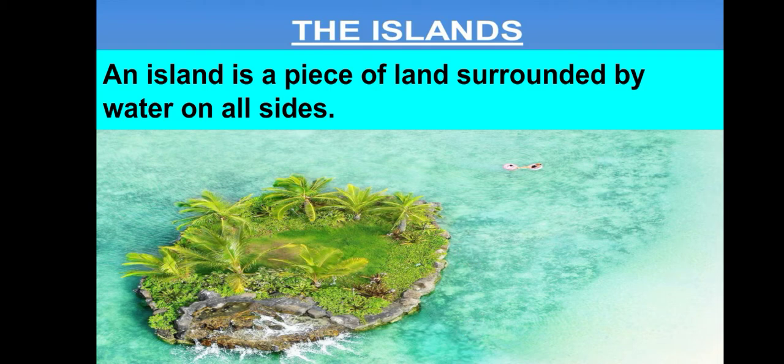Before this, we have studied about peninsula. So, a peninsula is a piece of land surrounded by water on three sides. But here, this is a piece of land. It is surrounded by water on all sides. So, this is an island.